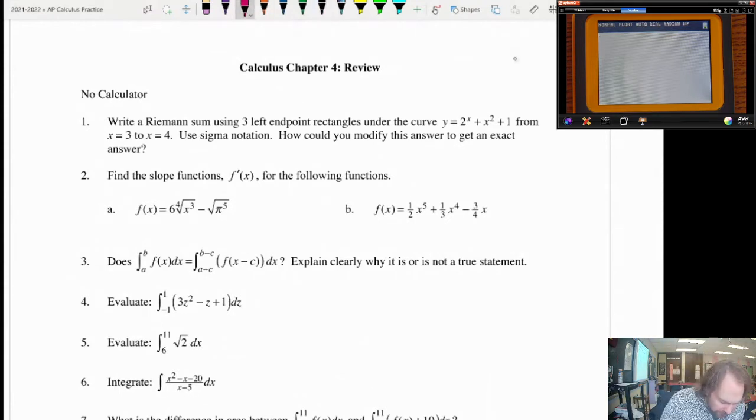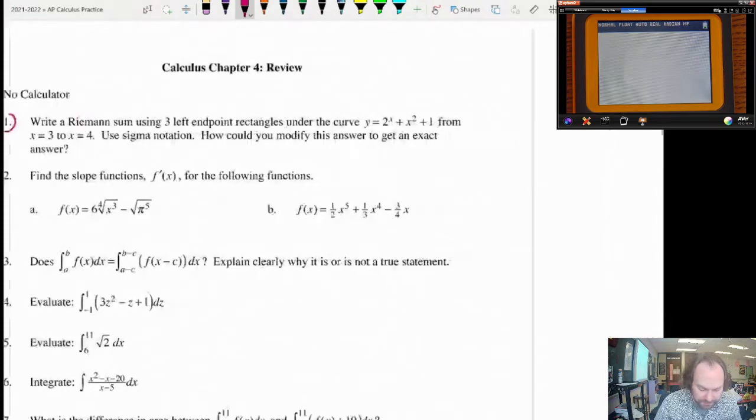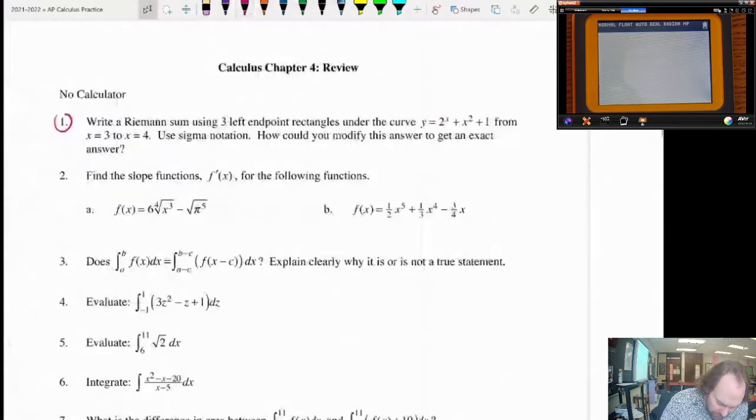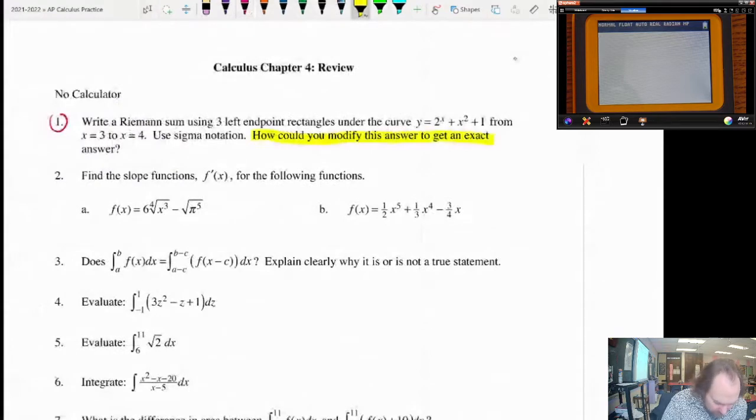So, first we have to write a Riemann sum using three left endpoint rectangles under the curve from x equals 3 to x equals 4 using sigma notation. And how could you modify this to get an exact answer? Now, I'm going to answer the second question first.